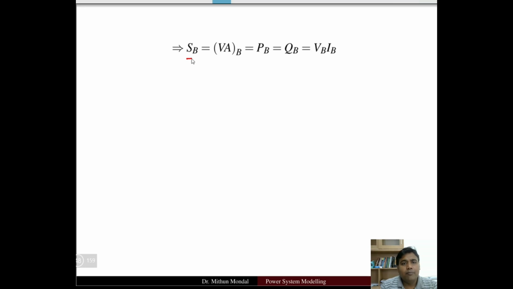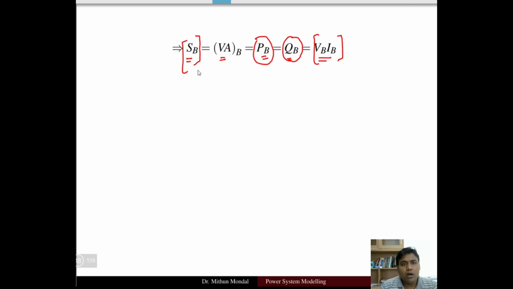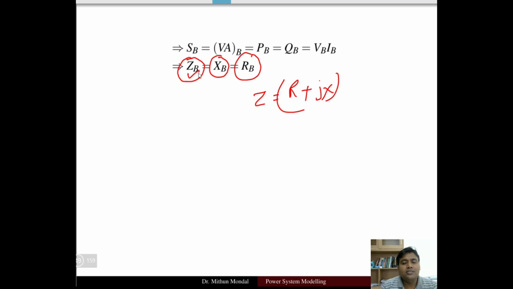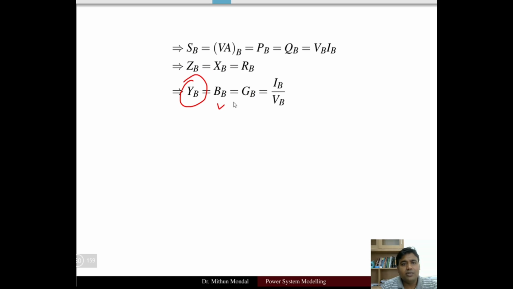So SB, that is the base power, is equal to volt ampere base, is equal to PB, equal to QB, equal to VB into IB. So PB is the real power, QB is the reactive power, and the product of voltage base and the current base will give you the power base. Similarly, the impedance base ZB is equal to the reactance base or the resistance base. As we write Z is equal to R plus jX, whenever we are taking the Z base, it is equal to the reactance base or the resistance base. Then the admittance base will be equal to the susceptance base or the conductance base. It is the reciprocal of the current by voltage base.